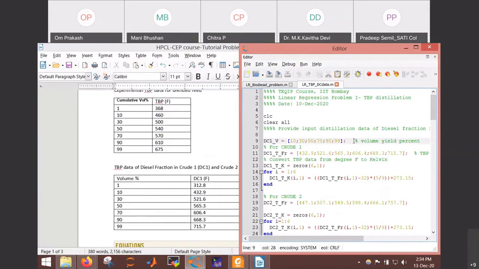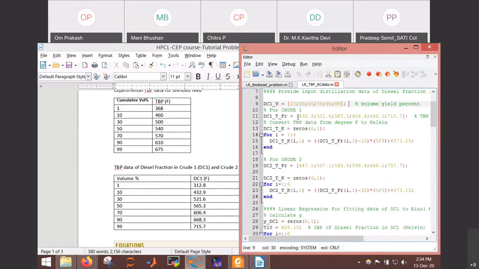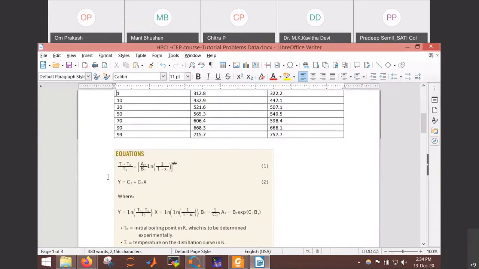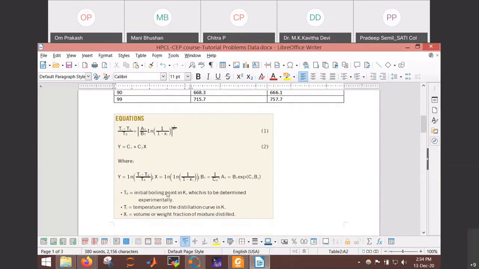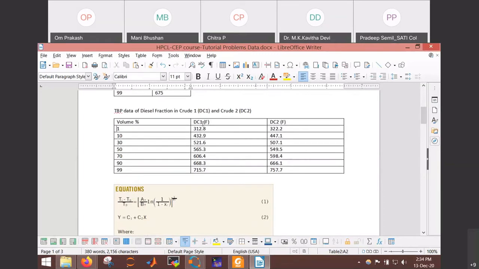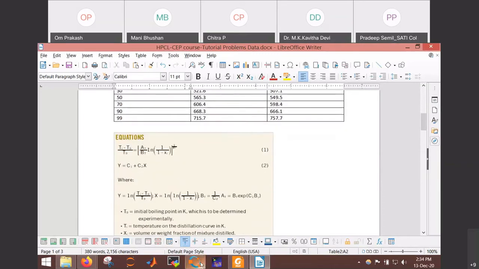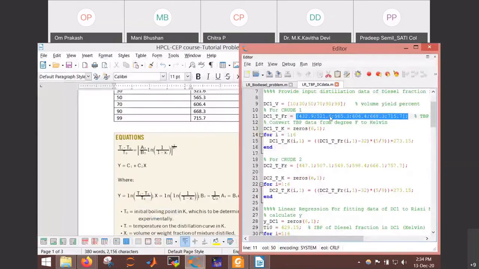So you see here, for this crude, I've written the volume percentage: 10, 30, 50, 70, 90, 99, and this is my TVP corresponding to them. Now in the paper it was given that this temperature should be in Kelvin, but here these were in Fahrenheit. So first we have to convert that.